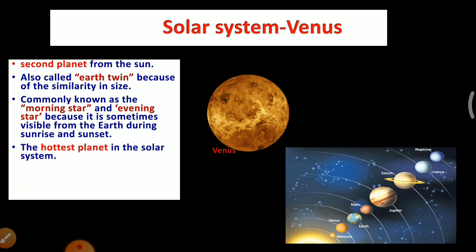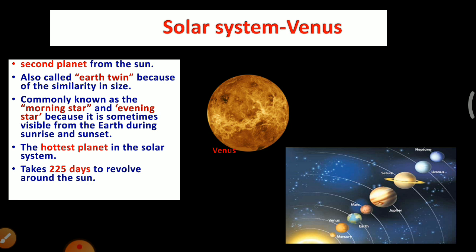And it is the hottest planet in the solar system. Among all the planets, Venus is the hottest planet in the solar system. It takes 225 days to complete one revolution.